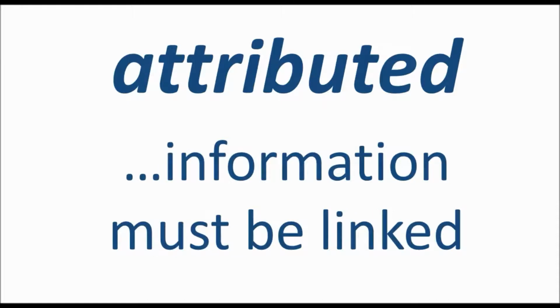Attributed is a fancy way of saying that any of the information on a Wikipedia page must be linked to something reliable, something that's been checked. And I know what you're thinking. Come on, Ashley, show me how this works. Well, let's do exactly that.